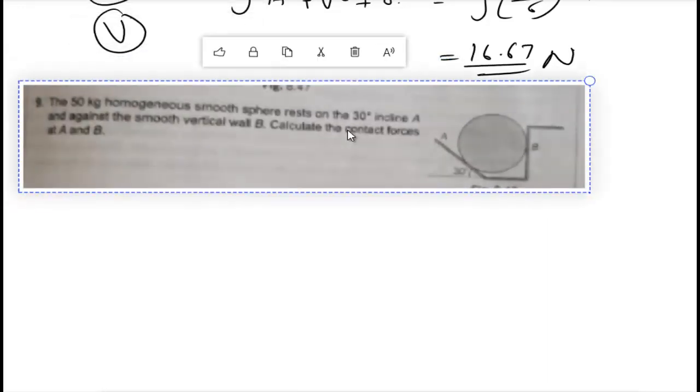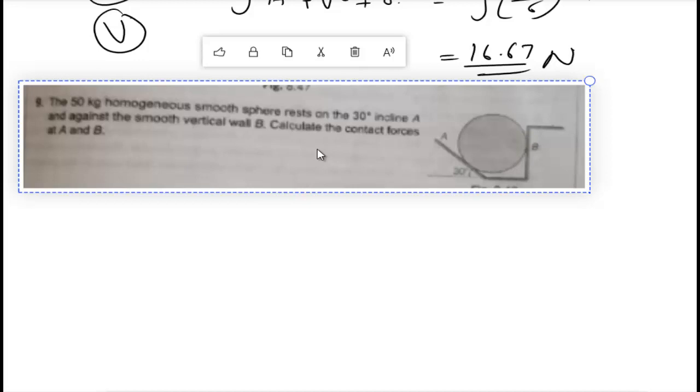See, here the question is, a 50 kilogram homogeneous smooth sphere rests on a 30-degree incline A and against the smooth vertical wall B. Calculate the contact forces at A and B. So here we need to find out the contact forces at A and B.